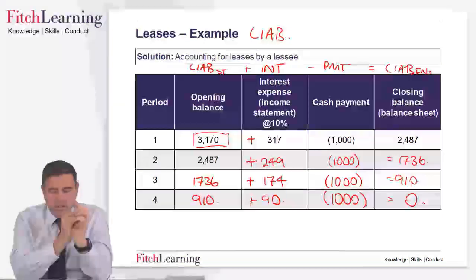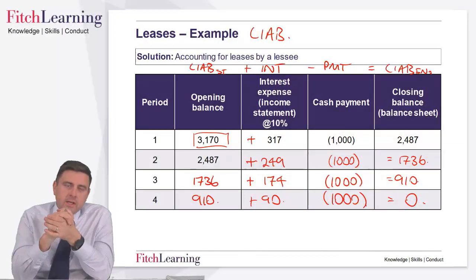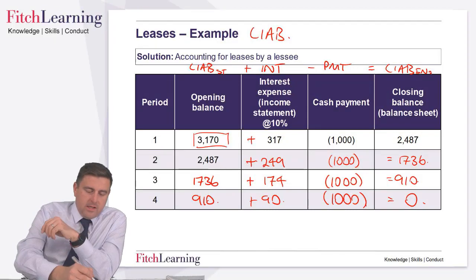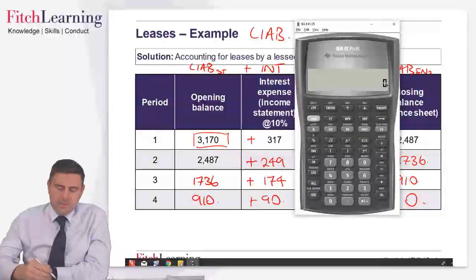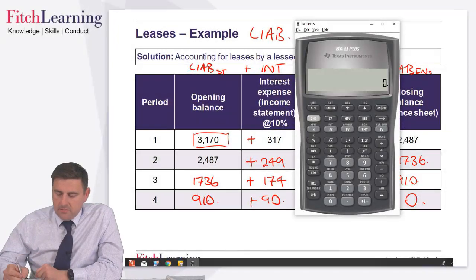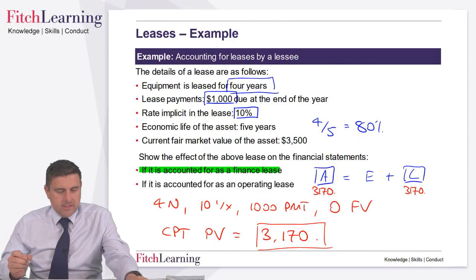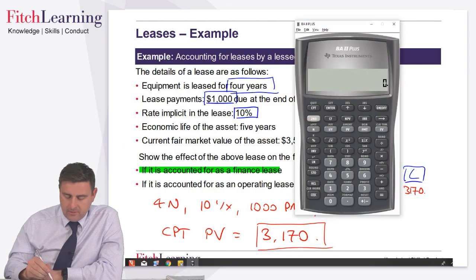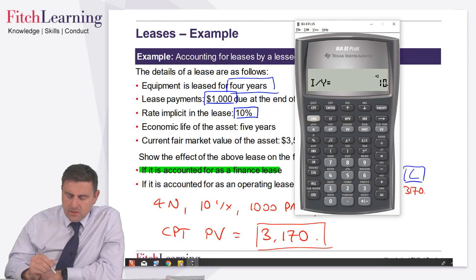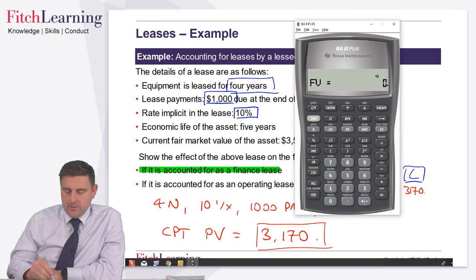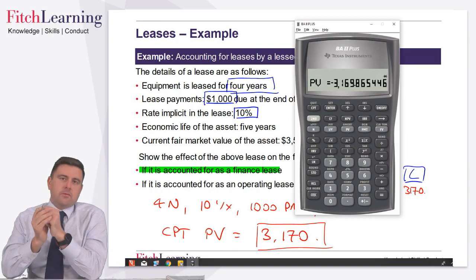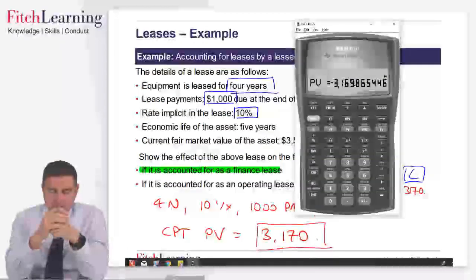It's like paying off your mortgage over its 25-year life. So again, the nature of the calculator, which is really nifty, means we can reassign values. We said we've got the lease liability, so just set that on the calculator: 4 as N, 10 as I/Y, a payment of 1,000 being made, zero future value owed at the end, compute PV, that's your 3,169, or what I said was 3,170.